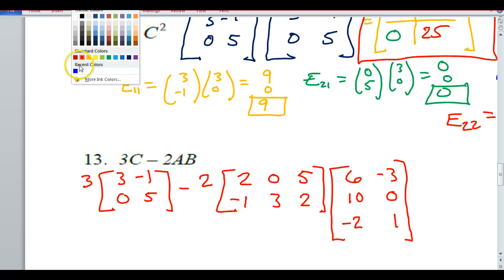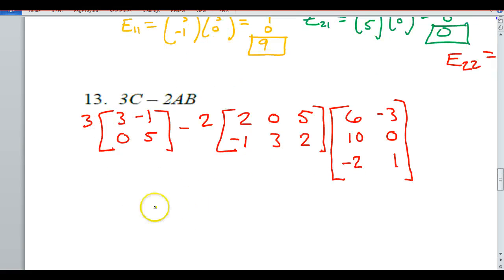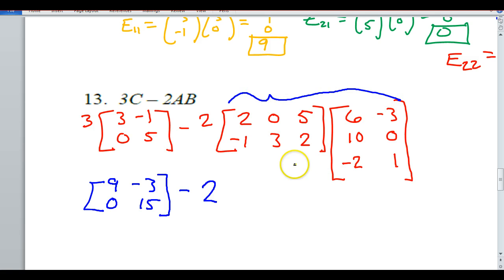I feel like I'll change colors now. So if I do that part of it, that's going to give me 9 and negative 3 and 0 and 15. So there I've multiplied everything by 3. Now over here, I think I will save the 2 for the end, for the next step, and I think I'll go ahead and multiply these 2 together next.